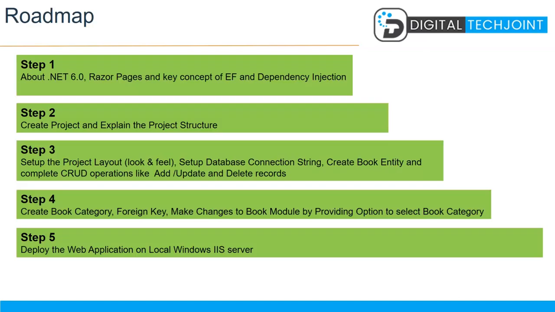Now I will walk you through the actual project. This is the roadmap. Basically, we are going to create a Razor project. We are going to first create a book title module, and then show you how to create a relationship for the title category, and then, if time permits, we'll deploy the solution in our local IIS. So let's get started.